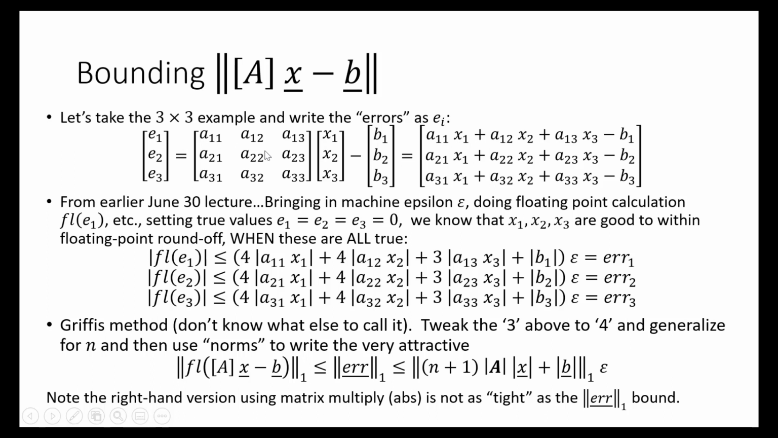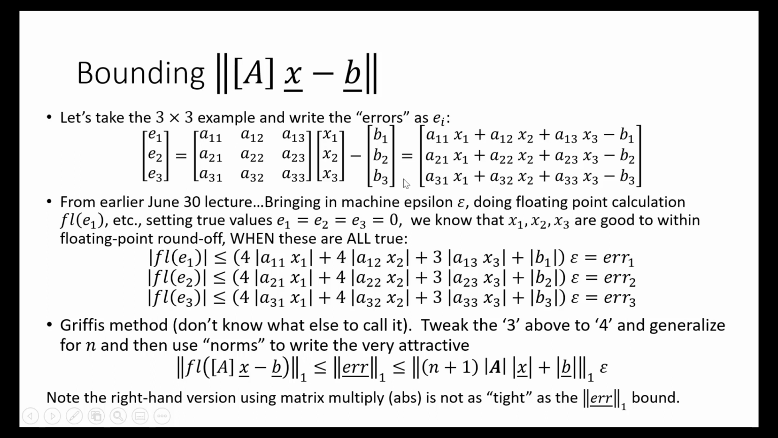So if you're given A and you're given b, and you have some idea of an x, the idea is that you want these E's to be 0, and that would mean that the proposed x's, yea verily, are good solutions to the linear system.